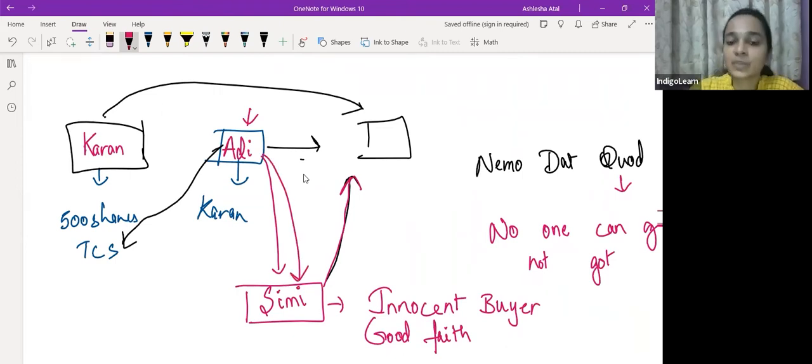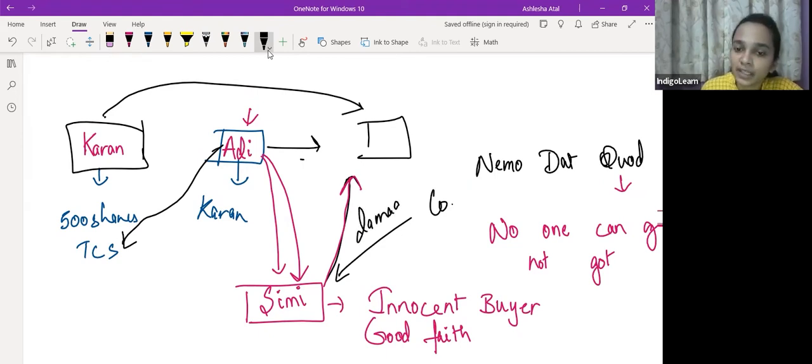So in this situation the company will have to restore the name of Karan in the register of members. Now in this situation, Simi had no fault at all. Simi was an innocent buyer. She purchased the shares in good faith. So Simi can claim damages from the company. However, whatever damages the company pays Simi, the company can in turn recover those damages from Adi, who had actually made the forged transfer.